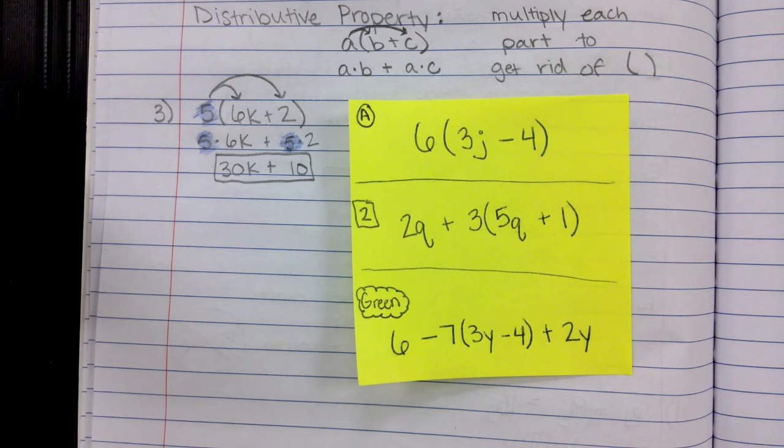What was the extra step we had to make on this one before getting our final answer? Yeah, we have to combine those like terms. Add that 15Q and 2Q, and we get 17Q. Beautiful. All right, let's take a look over here.